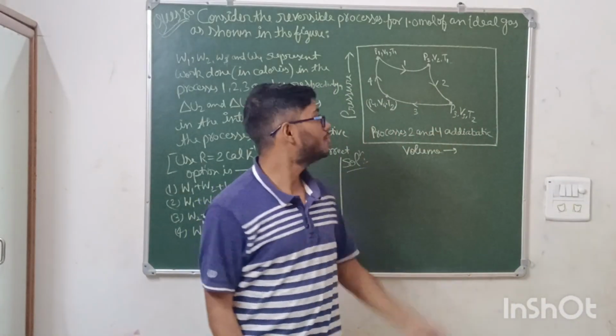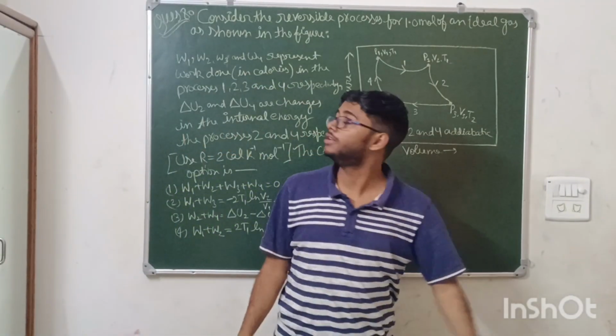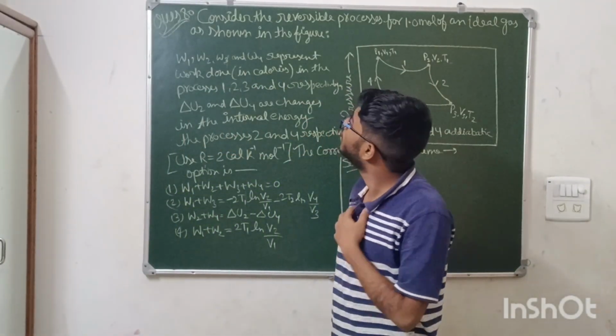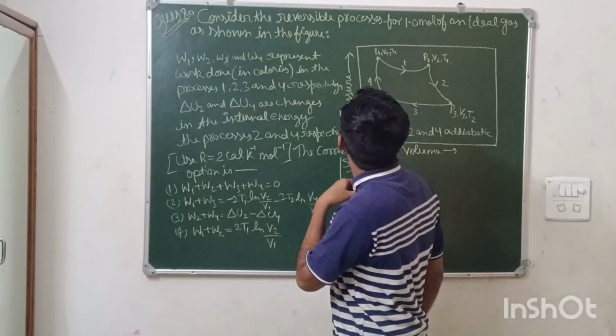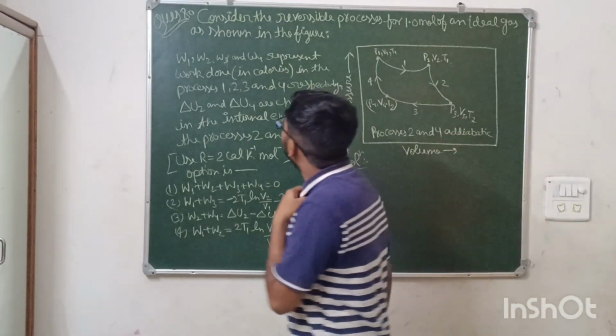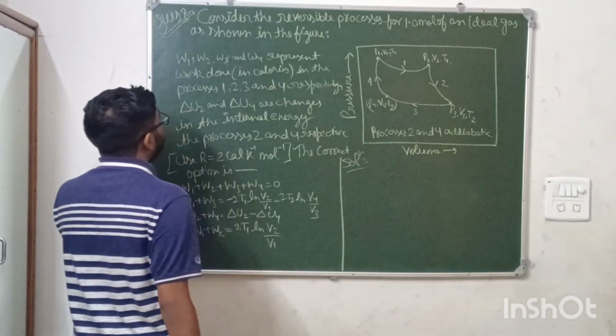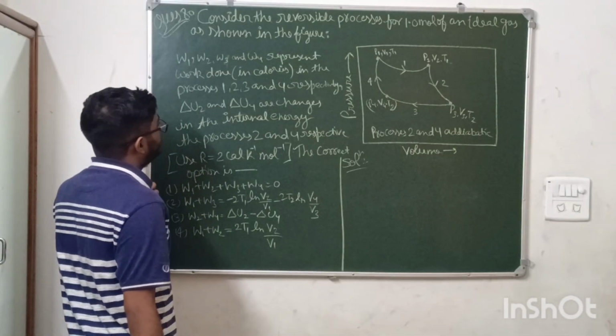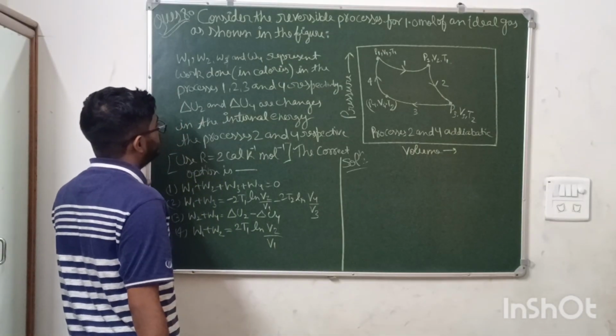Okay guys, moving on to question number 80. The question is from the chapter thermodynamics. The question says consider the reversible process for 1 mole of an ideal gas as shown in the figure. W1, W2, W3, W4 represent the work done in processes 1, 2, 3, 4 respectively. Delta U2 and delta U4 are changes in internal energy.